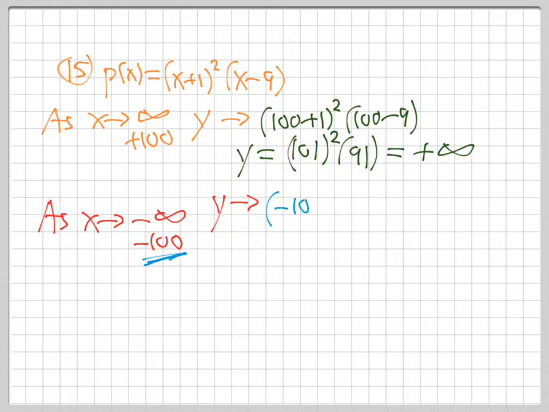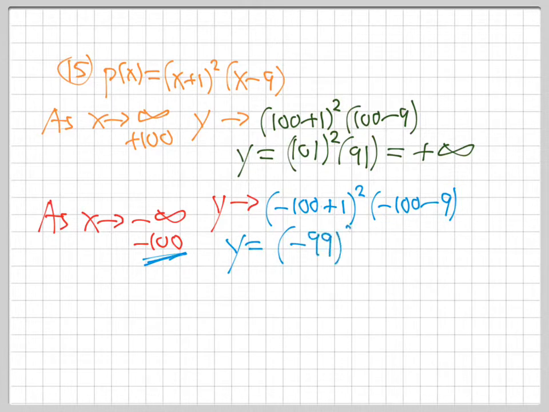So we plug in negative 100 plus 1 squared times negative 100 minus 9. What are we going to get? Is that negative 99 squared times negative 109? How many negatives do we have there all together? Does everybody see we have 3 negatives? So it's 2 negatives and 1 more negative, 3 negatives. And 3 negatives, is that negative or positive? Negative. So it's negative infinity, isn't it?